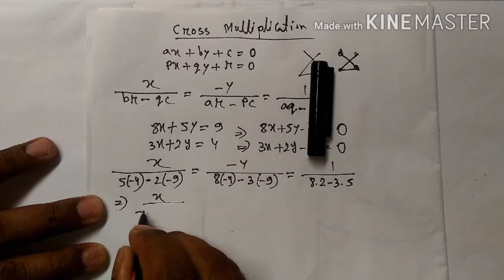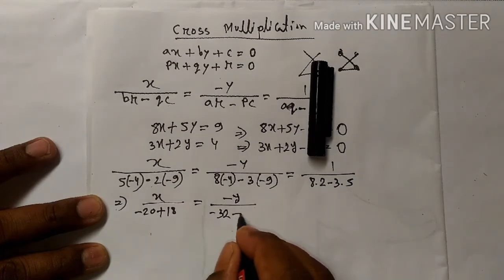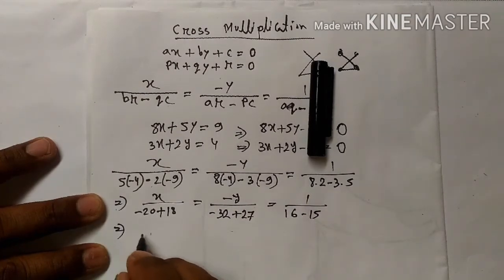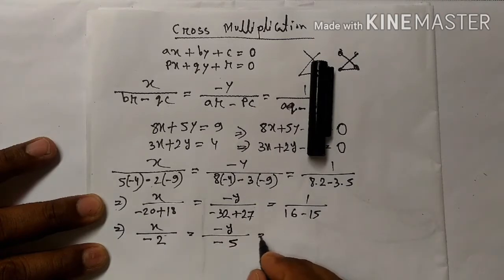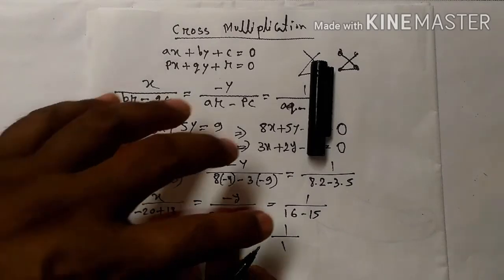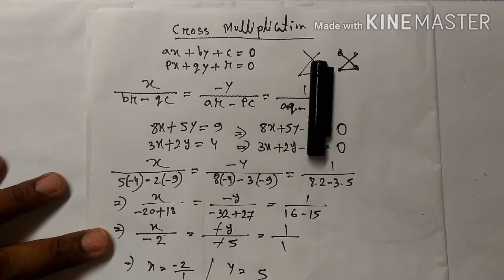Suppose x by minus 20 plus 18 equal to minus y by minus 32 plus 27 equal to 1 by 16 minus 15. This implies x by minus 2, and this one will come minus 5, this one will come 1 by 1, minus minus cancel. So here is minus 2, minus 2 will go that side. So x equal to minus 2 by 1, that means minus 2, and y equal to 5 will go there, so it is 5. So x equal to minus 2, y equal to 5.